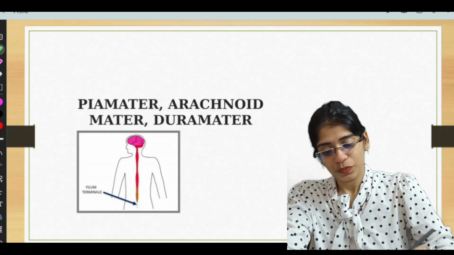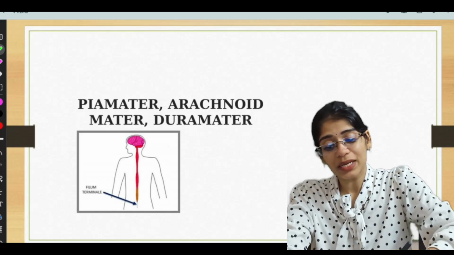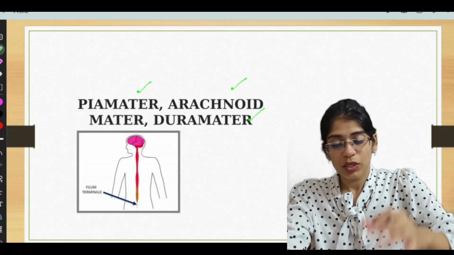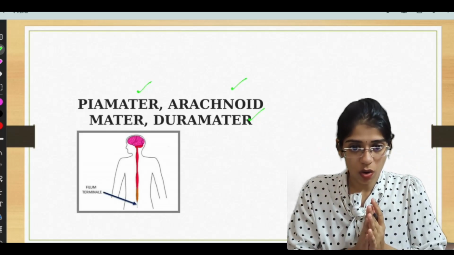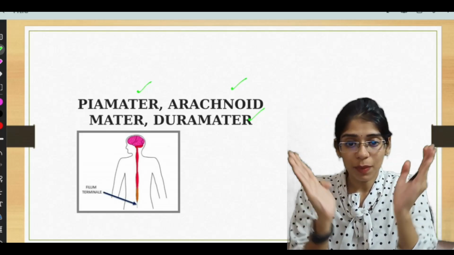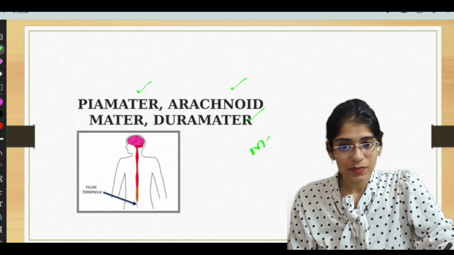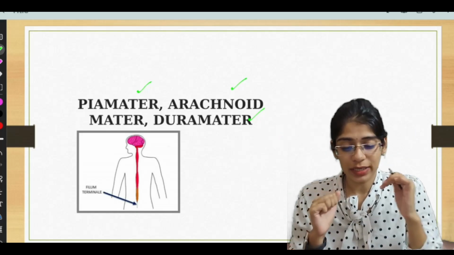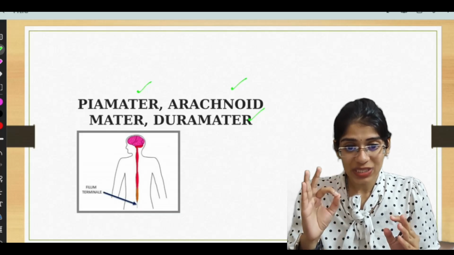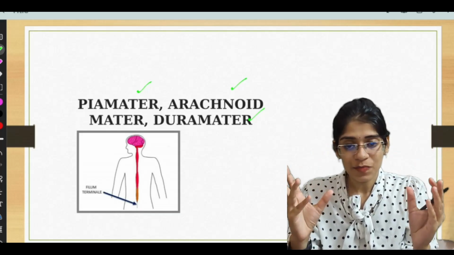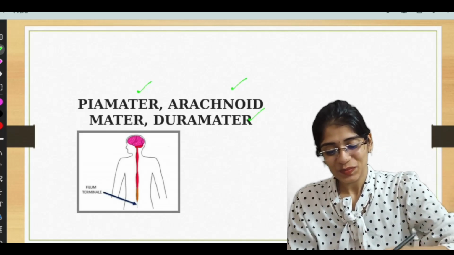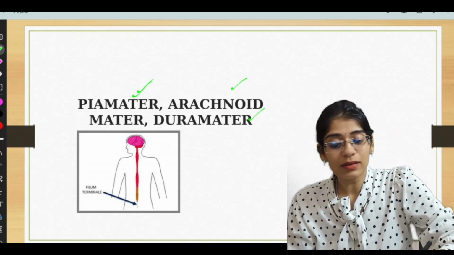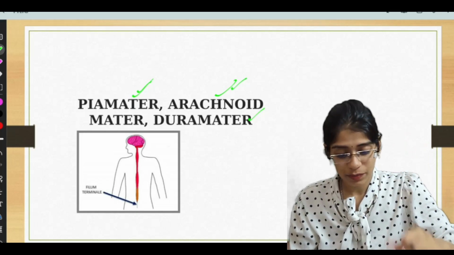Now moving on to another important topic, that is pia mater, arachnoid mater and dura mater. See, our brain and spinal cord, both are covered by a layer called what, guys? Very good. It's called the meningeal layer. Meninges, right? This meninges has got three layers, that is pia mater, arachnoid mater and dura mater.